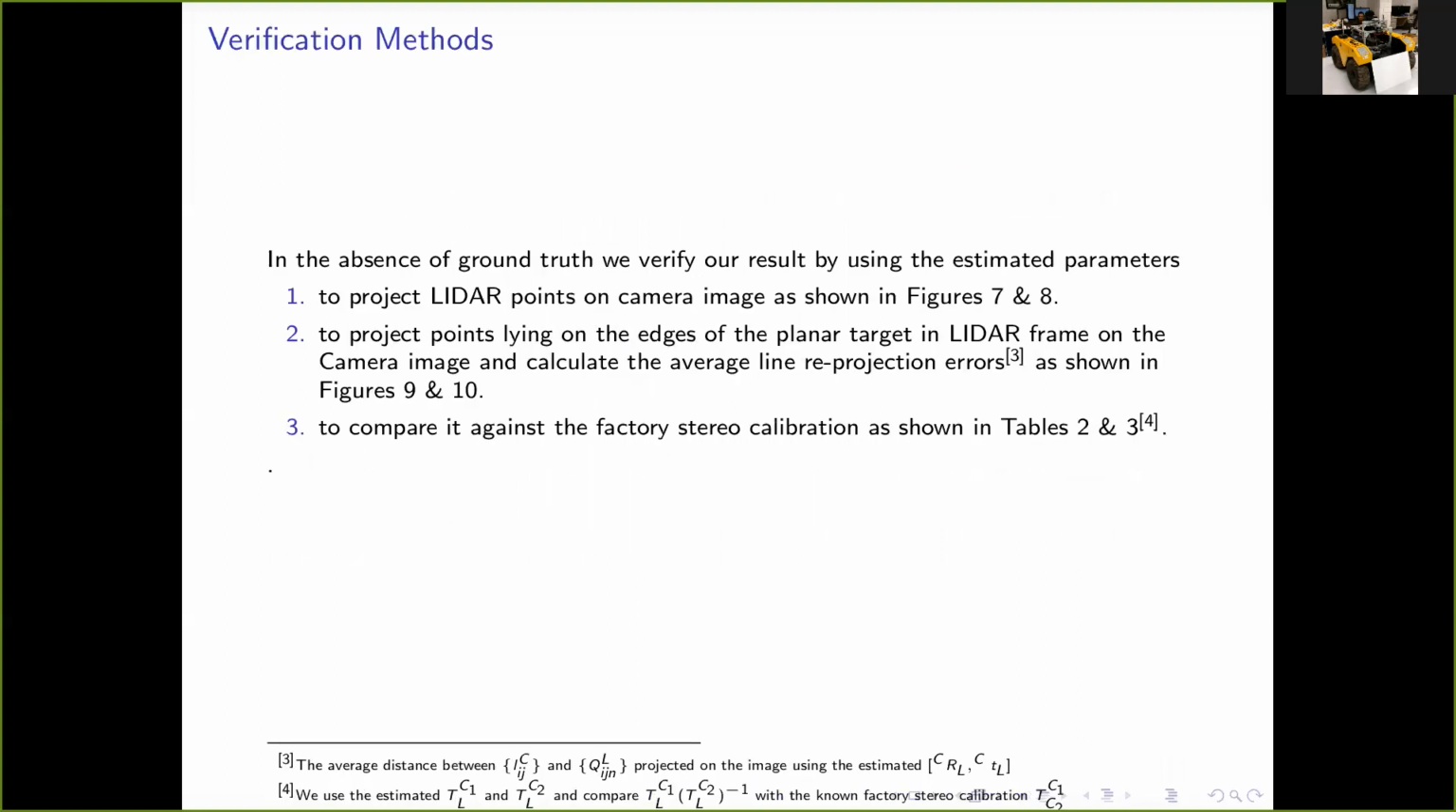Since it is difficult to benchmark our algorithm in the absence of ground truth, we use indirect methods to check the veracity of the estimates we obtain. First, we use the estimated extrinsic calibration parameters to project LiDAR points onto the camera image and do a qualitative visual examination. Second, we use the estimated extrinsic calibration parameters to project only the LiDAR edge points onto the corresponding edges on the camera image and calculate the average line reprojection errors. Lastly, we compare the obtained extrinsic calibration with the known factory stereo calibration.